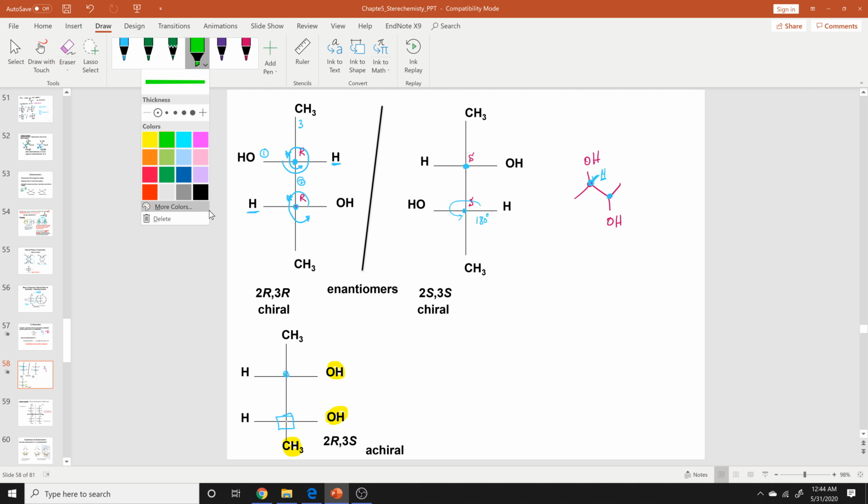Let's use another color in here. So I have the CH3s, they are the same. And then I have my hydrogens that are the same. This is the definition of a meso compound.